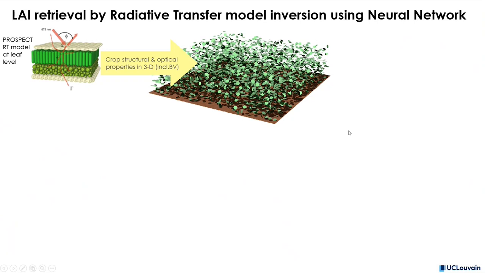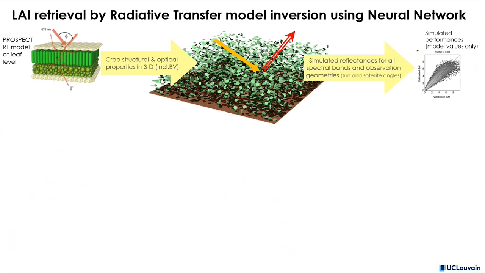Then we can illuminate the canopy using the sunlight and see how much of this sunlight is absorbed, how much of the sunlight is transmitted, and how much of the sunlight is reflected to the observing instrument. This is done for the different wavelengths, providing a simulated reflectance for all the spectral bands which are typically observed by satellite observation.